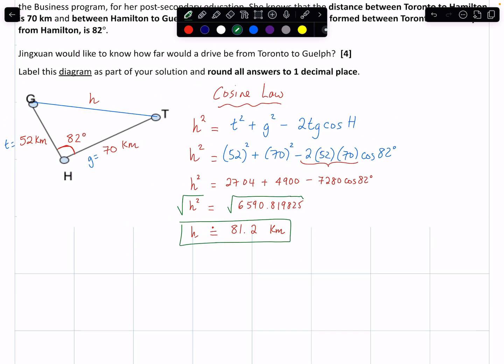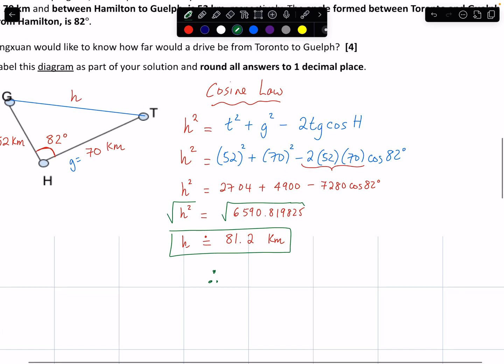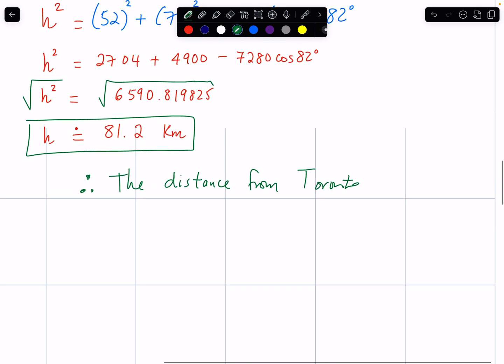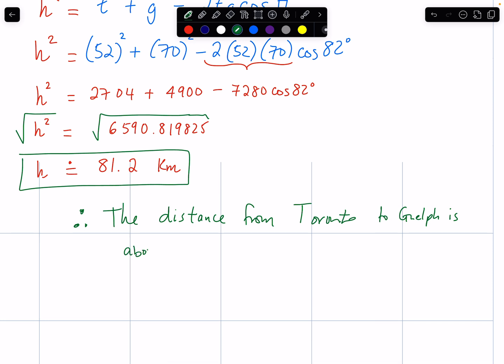Okay, so we're going to say our therefore. Don't forget our therefore. The distance from Toronto, excuse my handwriting here, to Guelph is about 81.2 kilometers. I hope this helps you.